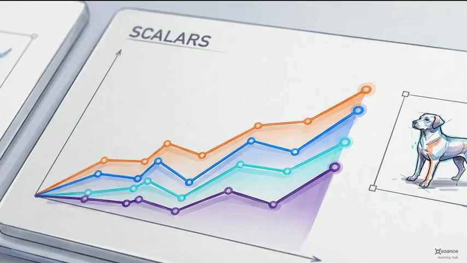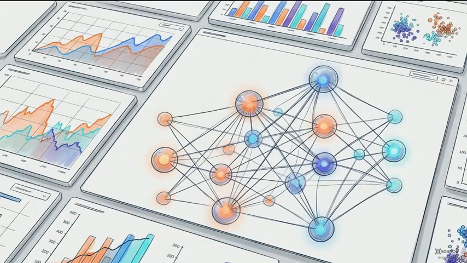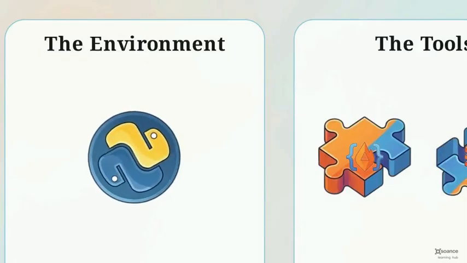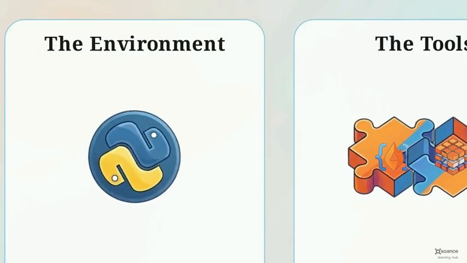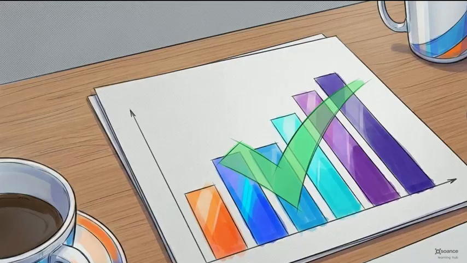We will capture scalars, images, distributions, high-dimensional embeddings, and structural graphs, all in one place. To follow along step by step, you'll need an active Python environment equipped with both PyTorch and TensorBoard. Visualizing your training metrics is the fastest, most reliable method to debug failure points. It also provides the concrete evidence required to prove your model's efficacy to stakeholders.